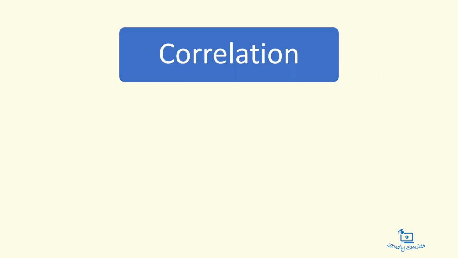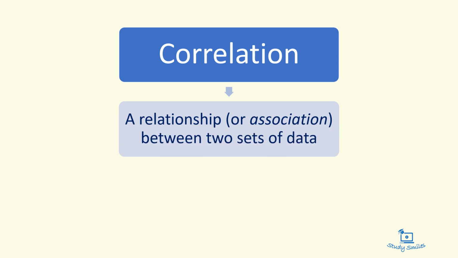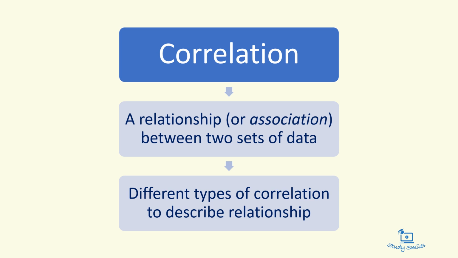An important term to understand is correlation. Now, correlation is a relationship or association between two sets of data. Remember, we introduced association in the previous lesson where we said that two variables are associated if they have a relationship. Now, there are different types of correlation to describe this relationship, which we're going to look at now.